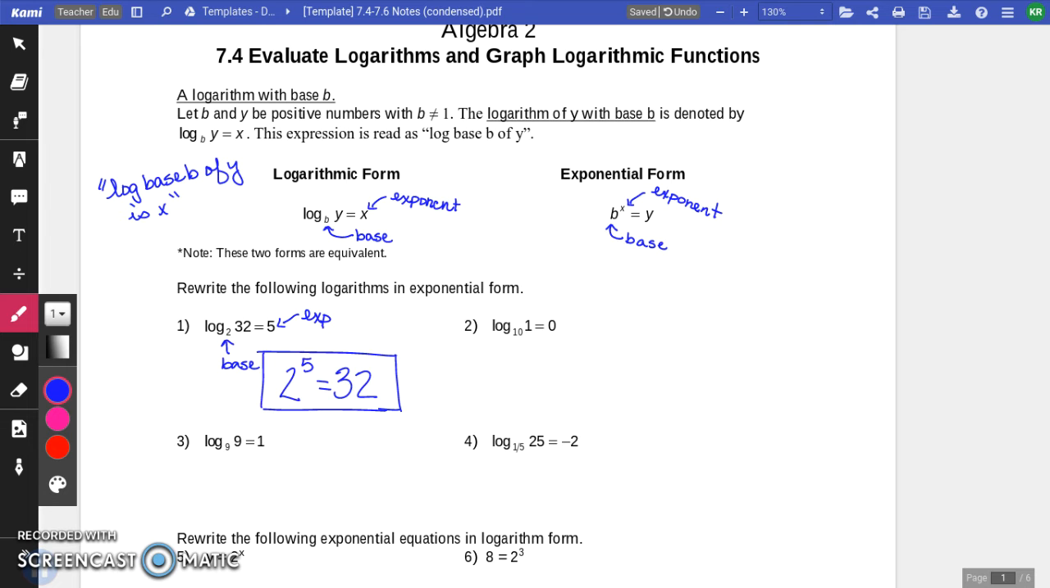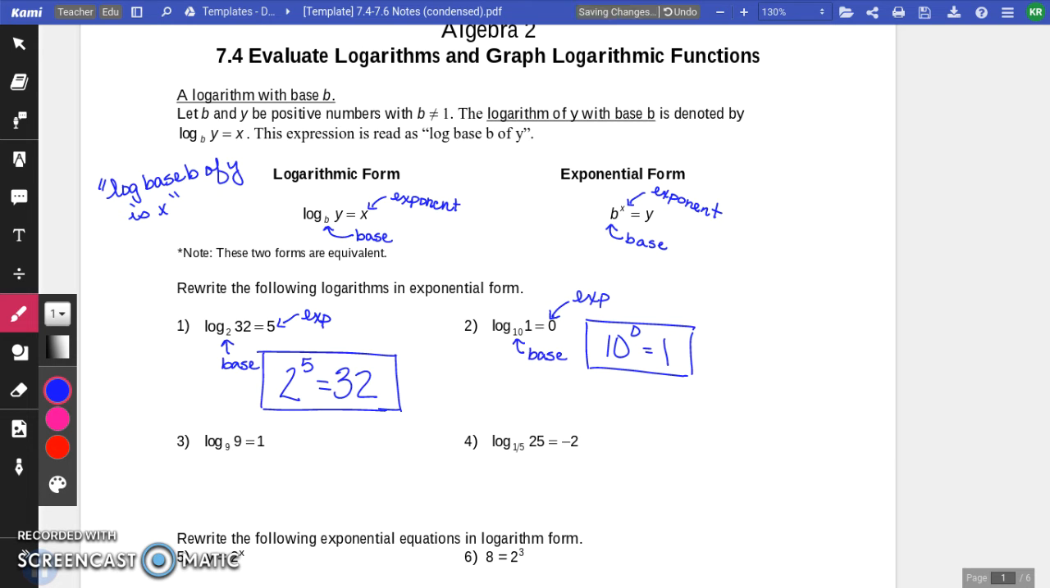Okay, example 2, again, find the base. This is log base 10 of 1 equals 0. The base of this logarithm is 10, and when I rewrite this as an exponential, I start with the base 10. What your log is equal to becomes your exponent, so it would be 10 to the 0 equals 1.